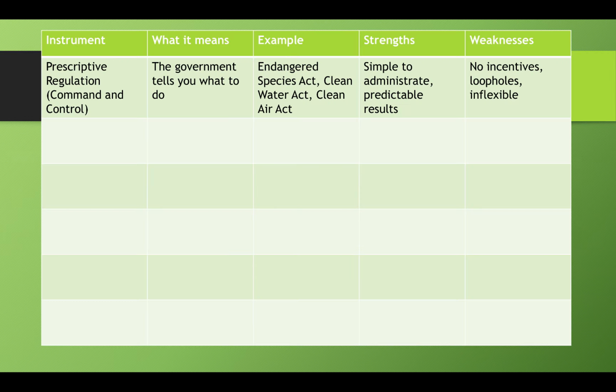The first one we look at is called prescriptive regulation, which is really command and control, which we talked about last lecture. This is where the government tells you what to do. A lot of our most important environmental laws, like the Endangered Species Act, the Clean Water Act, and the Clean Air Act, rely on that. They're fairly simple to administer, and they have really predictable results. As we talked about, they have some weaknesses, which include having no incentives, having a lot of political loopholes, and being fairly inflexible.